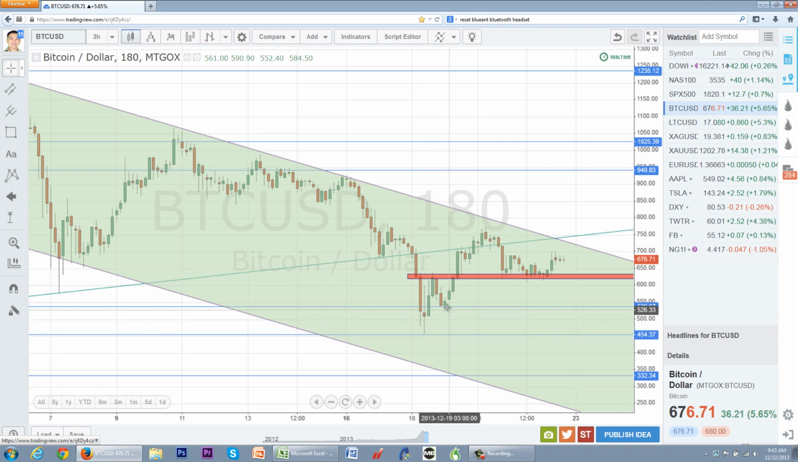That means that the bulls were coming in, the buyers were coming in and buying the price back up to here. And then when it came back down, it tried to retest this area here, and then the buyers bought it back up again. And every time it came down to here, the buyers would buy it up.